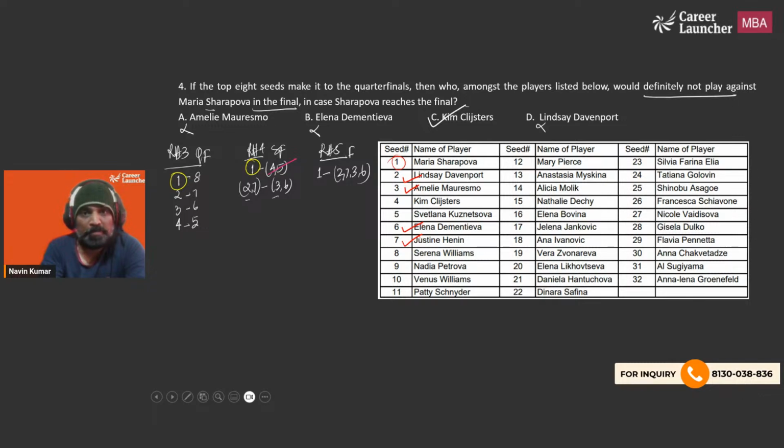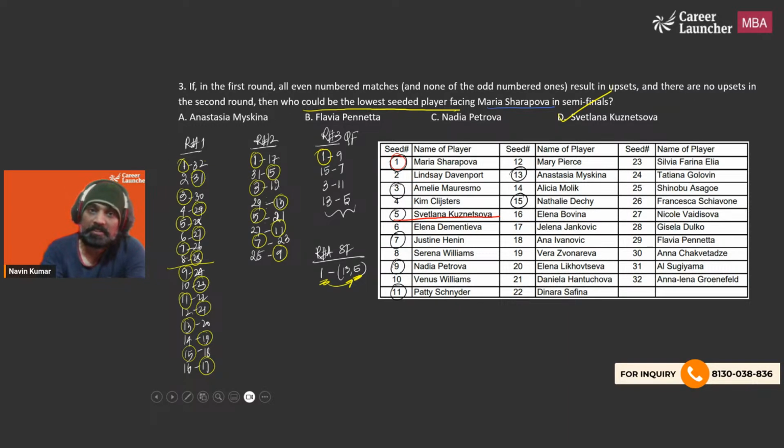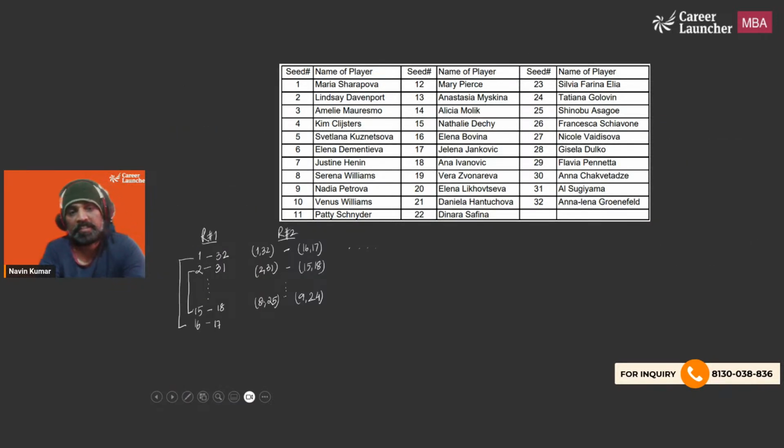So this is how we proceed with knockout tournaments, and this is how we go about the sets. If there is a doubt, we always write down the entire list. Though there are shortcuts depending upon the questions asked. Well, the shortcut is something like this.